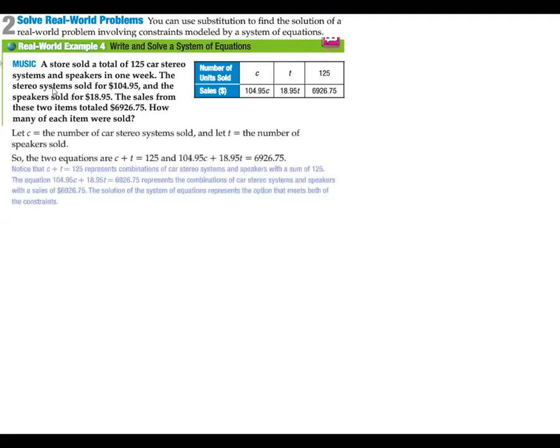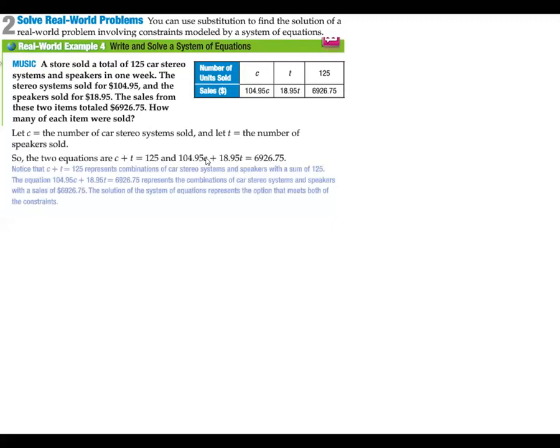Well, the first thing we've got to do is define our variables and set up equations. So let C equal the number of car stereo systems sold and T equal the number of speakers sold. So the two equations are C plus T, the total sold. C and T represent the number of each item sold. So C plus T should equal 125. And that's the number of them sold.